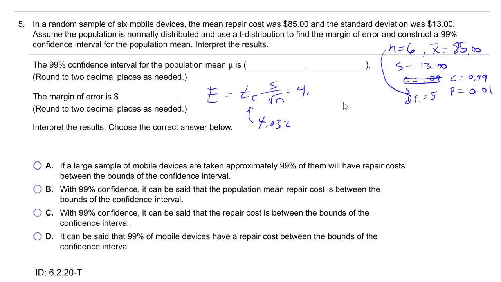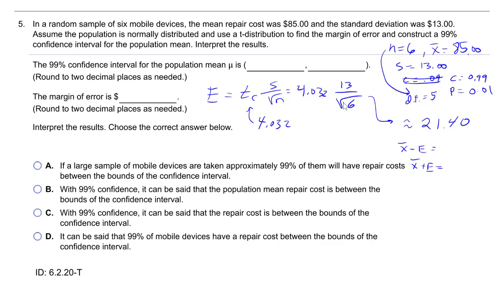So I get 4.032 times s, 13, over the square root of 6, and all of this comes out to be approximately 21.40. So again, now I'm just going to take x bar and subtract that, take x bar and add that.